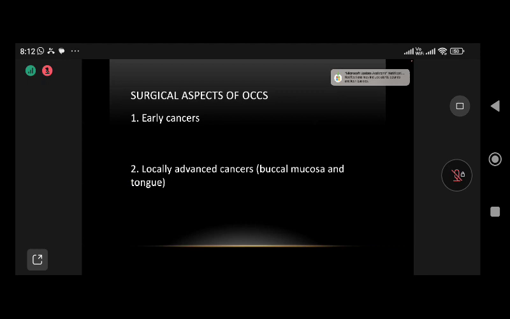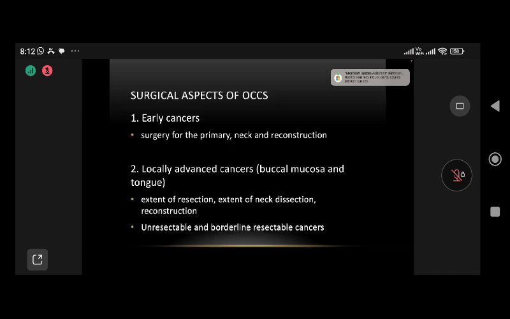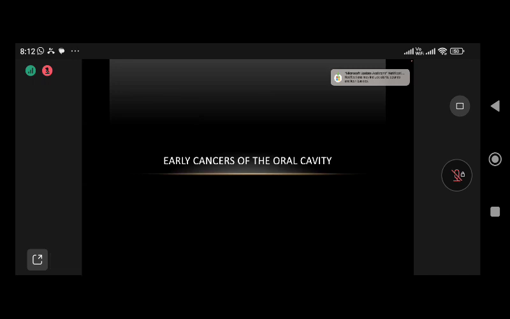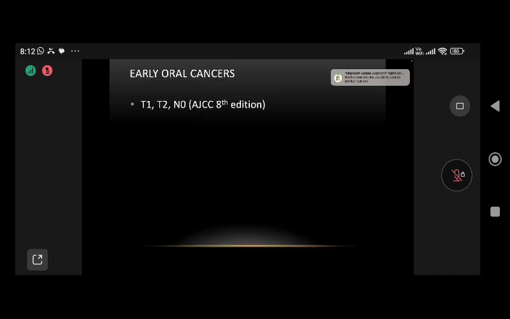Now, I'm going to talk about two things: early cancers and locally advanced cancers. For early cancers, I will talk about surgery for the primary, a little bit of the neck and reconstruction. In locally advanced cancers, I'll talk about extent of resection, extent of neck dissection, a little bit about reconstruction, and these two terms that are often a little confusing, that is unresectable and borderline resectable oral cancers. So let's start with early cancers of the oral cavity.